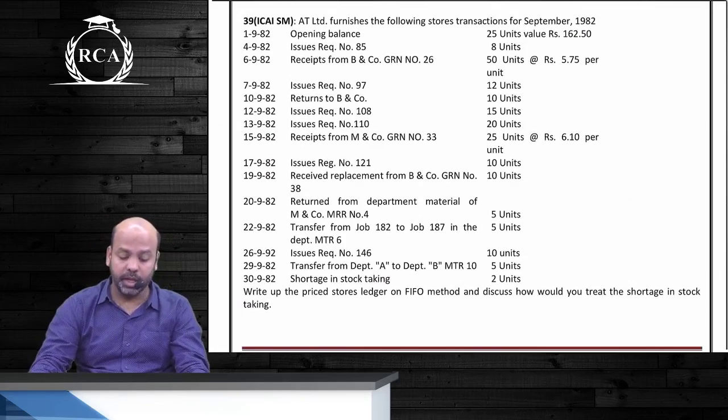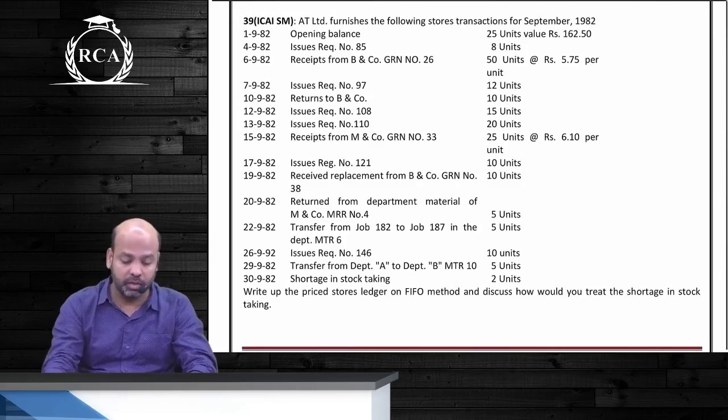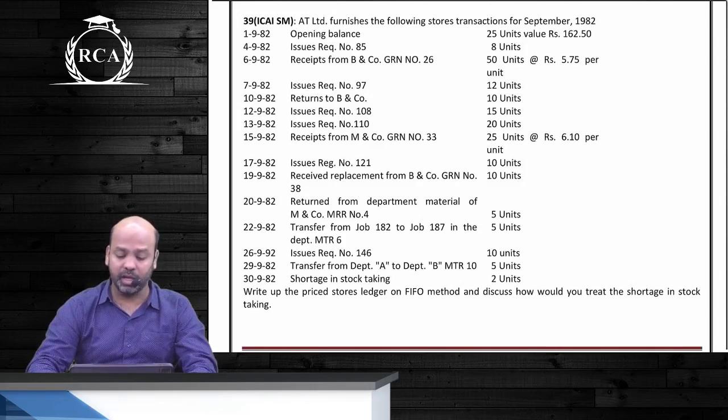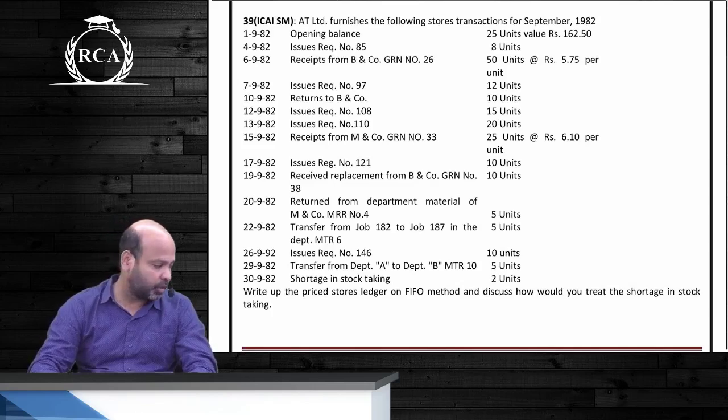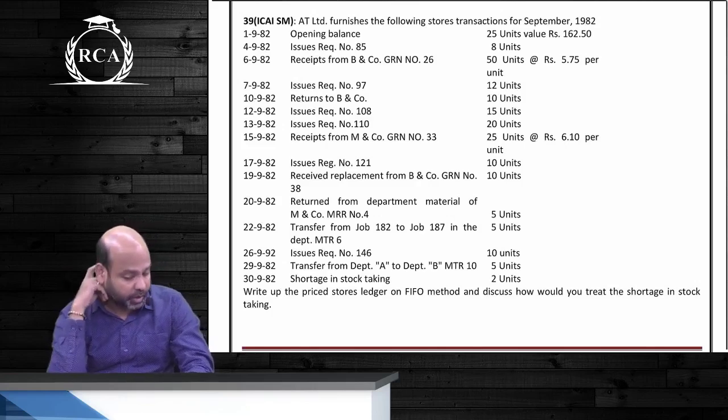Next, beta. AT Limited furnishes the following store transactions for September 1982. Ignore the year. 1st September, opening balance is 25 units valued at 162.5. That will not be value per, sorry, that will not be value per unit, but that's a total value of 25 units. You will divide that by 25 to get your cost per unit.